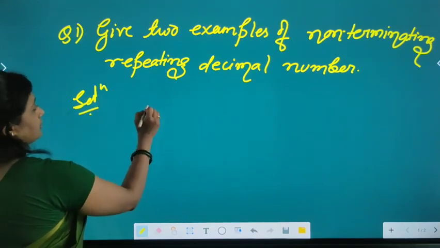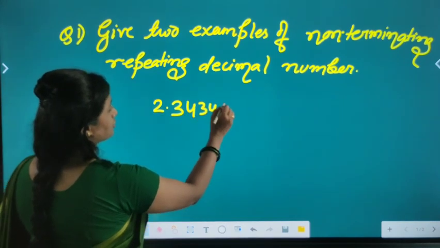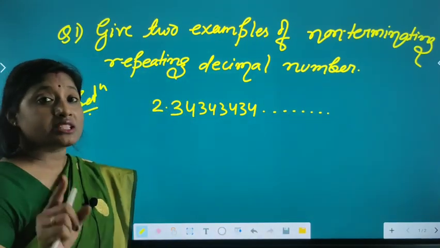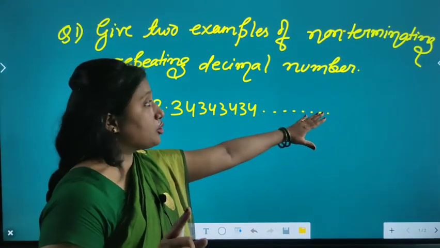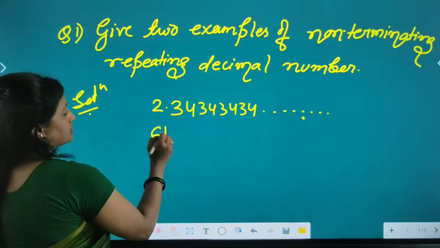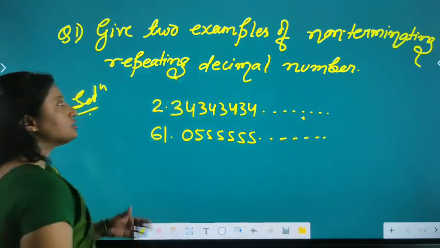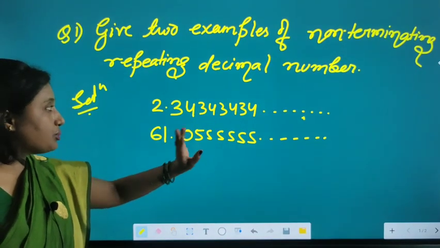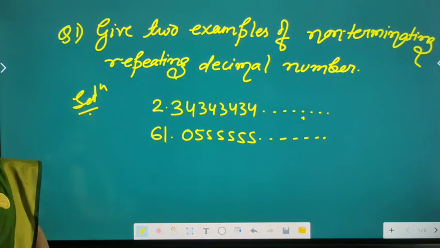You can write as many examples as you like, no fixed number. 2.3434343434 and so on. Just put the dots. If the word non-terminating is mentioned there, try to put the dots. Dots mean it is going to continue. It is not going to terminate. So we will definitely put dots here. Okay. One more example you can write here: 61.05555555 and so on. These are two examples of non-terminating repeating decimal number. Here 34 is repeated, here 5 is repeated. So I think you can easily write examples of this.